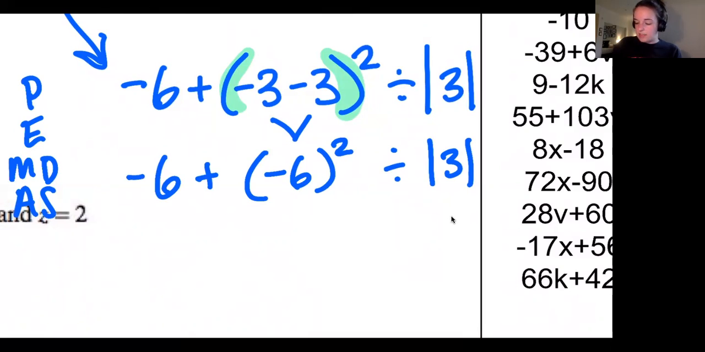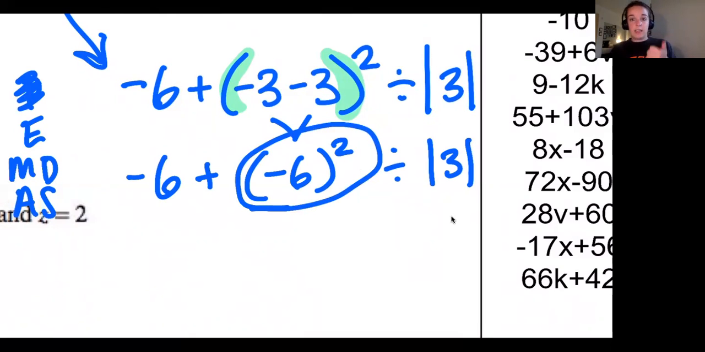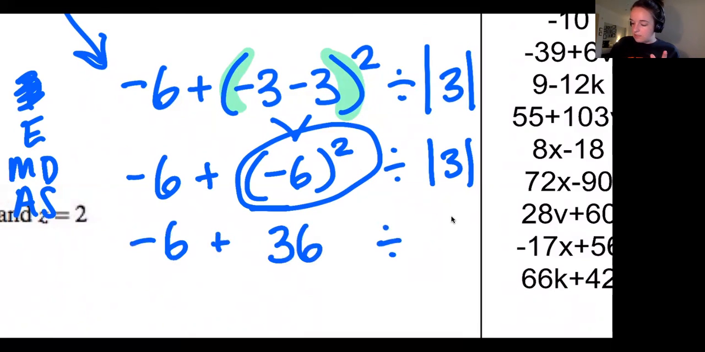Okay, so within parentheses, there's only just a number there, so I'm done with parentheses. Exponents are next, so I'm going to do this portion here. So -6 squared is -6 times -6, +36. And I have these here.